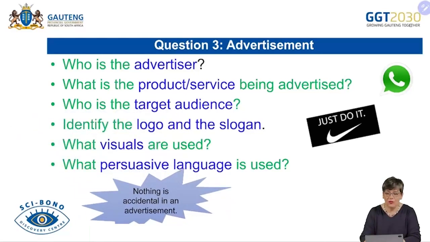It is so important to remember that nothing in an advertisement is accidental. Everything is there for a reason. They want you to buy the product, and they will do anything they can to get you to buy it. As a buyer, you have to be on the tip of your toes to recognize how they are persuading you to buy this product.